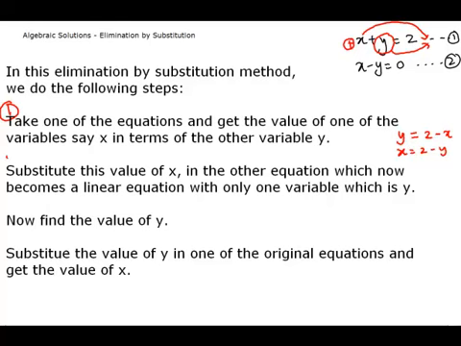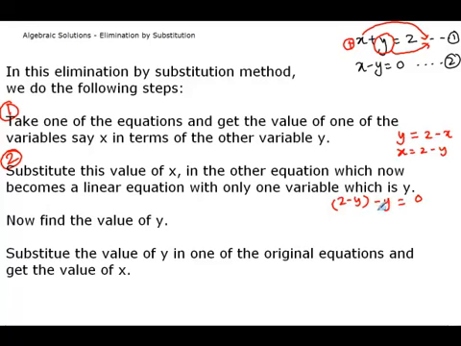Now go to the second step. The second step is to substitute this value of x in the other equation, which now becomes a linear equation with only one variable, which is y. So this x that you have found here will be substituted in the second equation, and what you get in the second expression is 2 minus y, which is this x, minus y is equal to 0. So that's what you have done here.